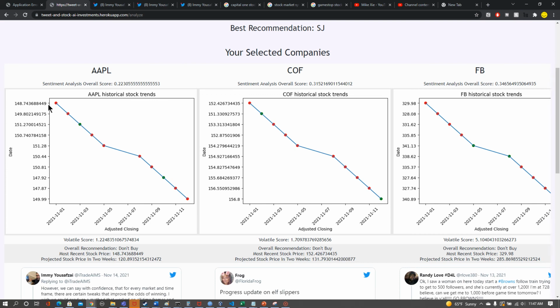Looking at one of the graphs, each graph has a plot of the historical stock price data given the last 10 days. There are also colored dots on the graph, and those dots represent the positivity of the tweets relating to that stock. Red dots represent negative tweets, green dots represent positive tweets, and a black dot represents that no one has really tweeted about this specific stock.